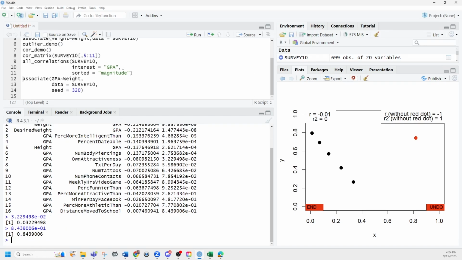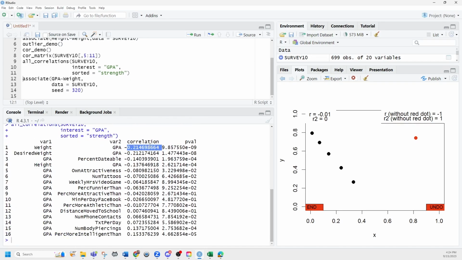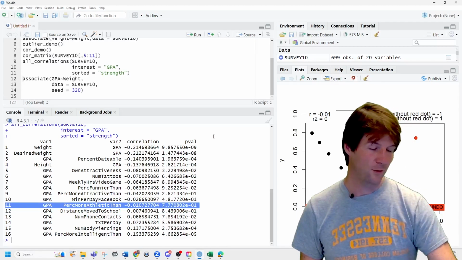So this all correlations output is super important because it does all the correlations for us. You can also use this to sort other ways, as we said, sort by strength. And now you can see we have the most negative correlation to the most positive with the weaker correlations right here in the center of the screen. Let's go back and look at a few more notes.